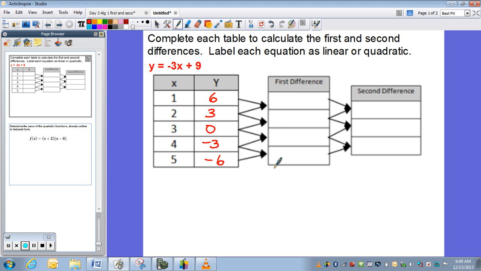How do I do my first difference now? What do I do? 3 subtract 6. All right, so I'm taking my second number and subtracting it from the 1 at the top. And what's my answer there? Negative 3. So I have a negative 3.